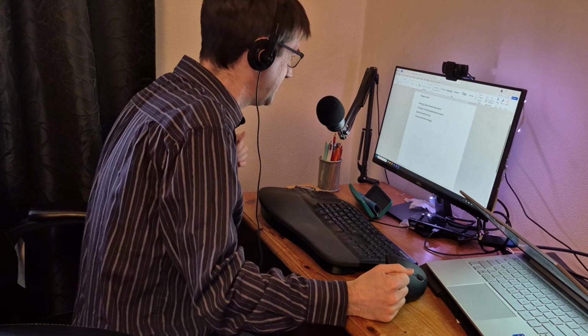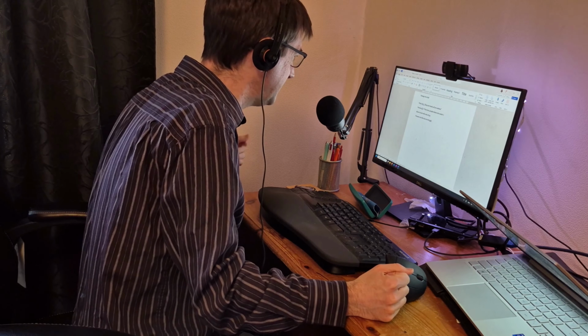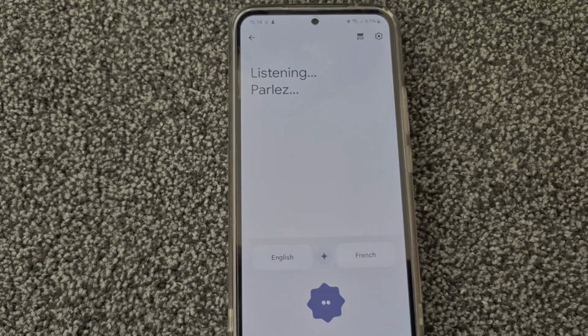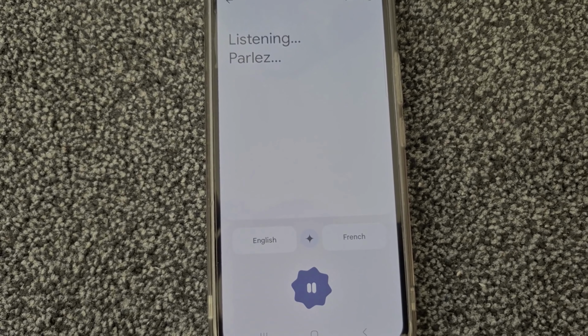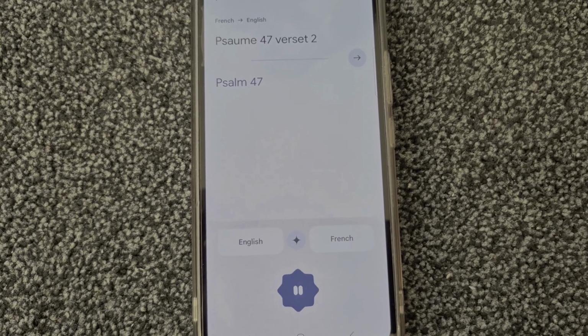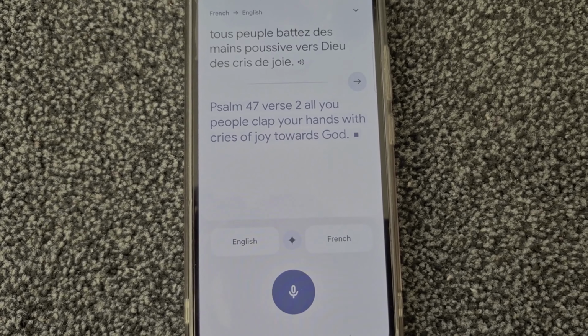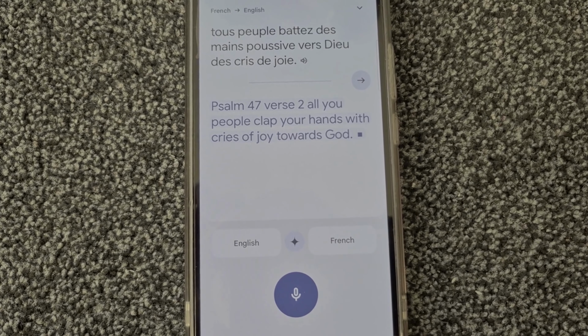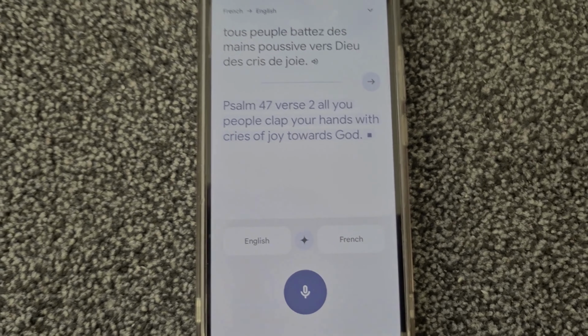But it could also be like this now. Psaume 47, verset 1. Vous tout peuple, battez des mains. Poussez vers Dieu des cris de joie. Or even this. Psaume 47, verset 2. Vous tout peuple, battez des mains, poussez vers Dieu des cris de joie. Psalm chapter 47 verse 2, all you people clap your hands with cries of joy towards God.